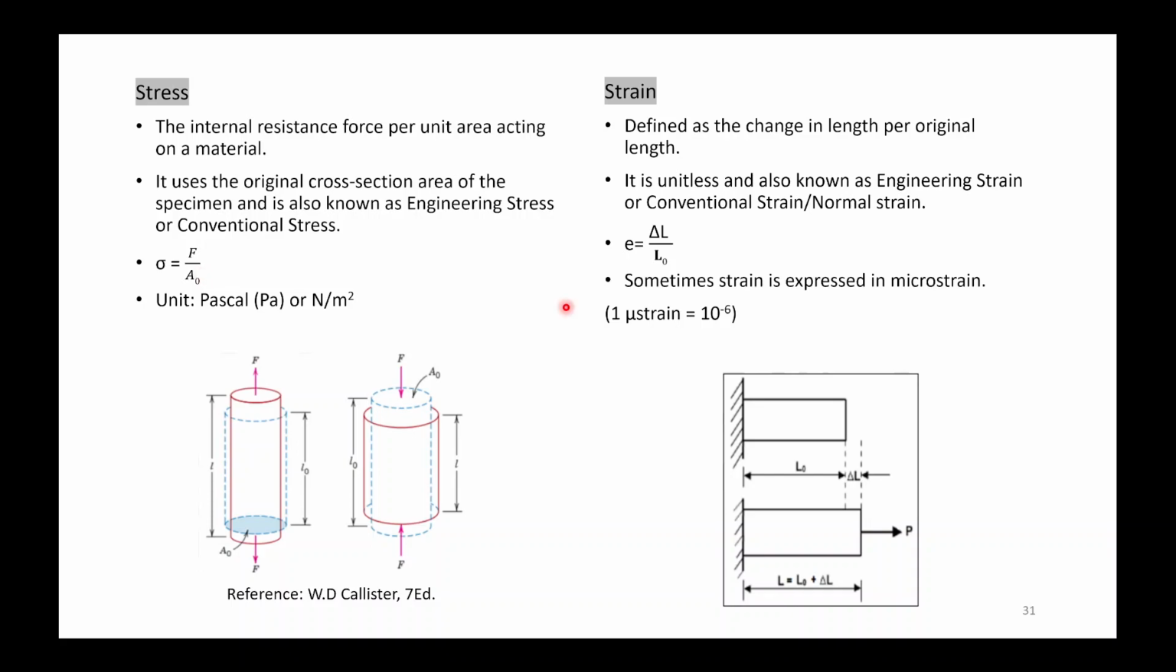In the case of strain, it is defined as the change in length per original length, so we divide by the original length. It is unitless because it is length divided by length, and it is also known as engineering strain or conventional strain. Sometimes strain is also expressed in microstrain, which we use when strain is very low.